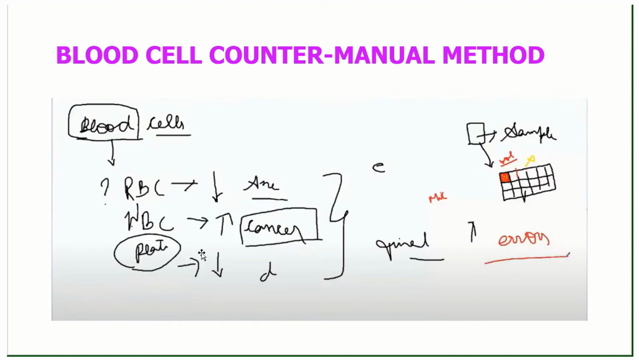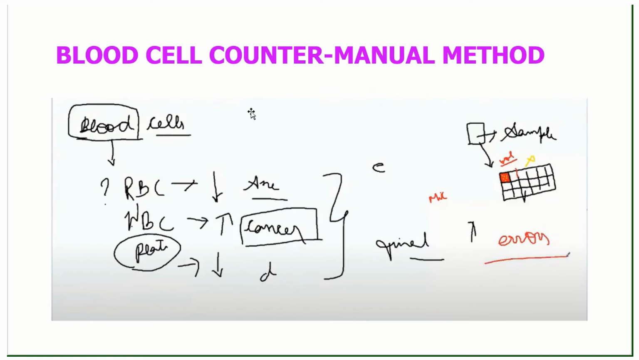WBC, when the white blood corpuscles are increased in count, then it can be attributed towards cancer. But it is not the only cause. When there is an increase in WBC, it could be cancer. Then when the platelets decrease, it could be a sign of dengue fever.